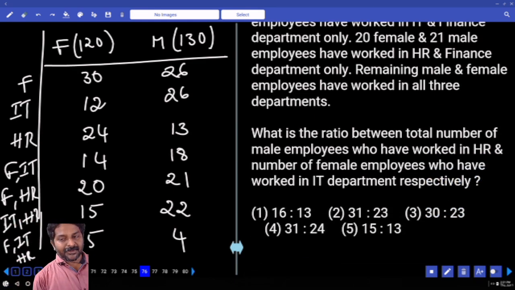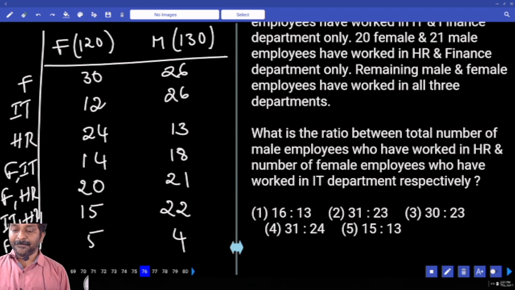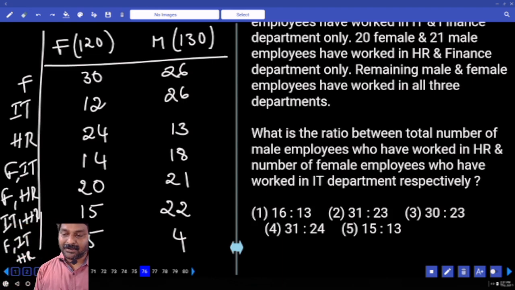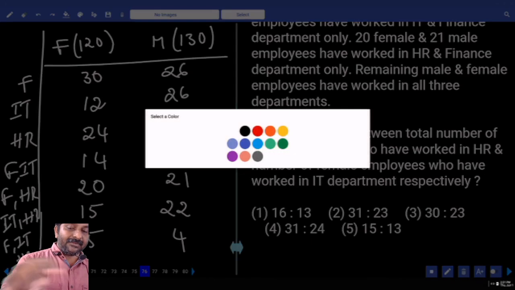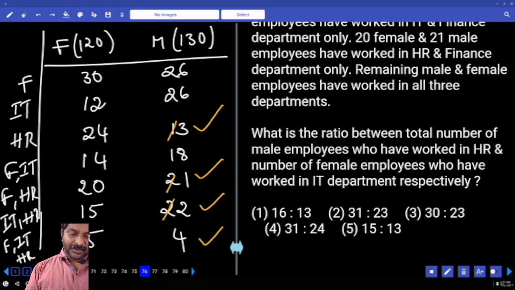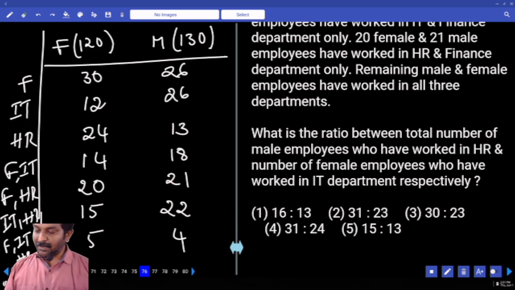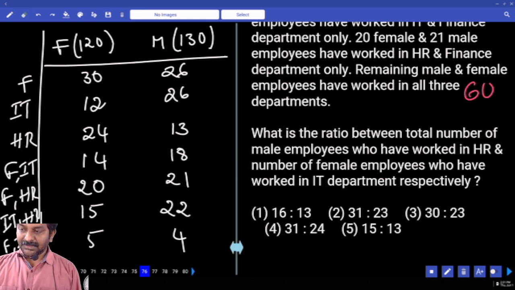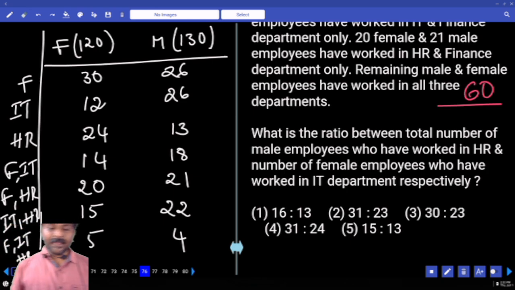What is the ratio between the total number of male employees who have worked in HR and the number of female employees who have worked in IT department respectively? Okay, come on. Male working in which department? HR. HR male 13, 21, 22 and 4. You need to add all the values. 20, 20, 10, 50, 3 plus 1, 4 plus 2, 6 plus 4. Total, come on, A is to B ratio or A by B ratio, we can say both. 60 divided by. Next. Among female IT, 12.